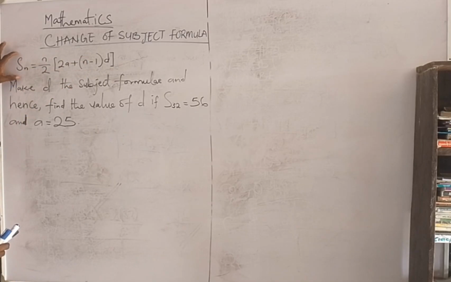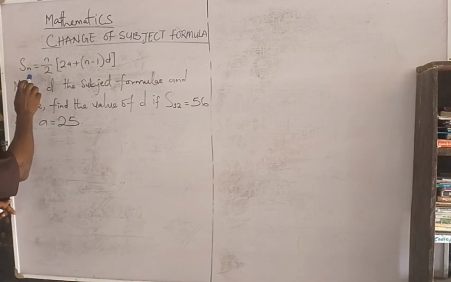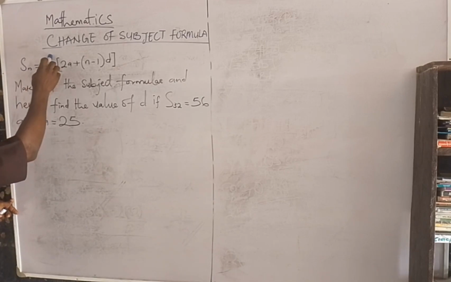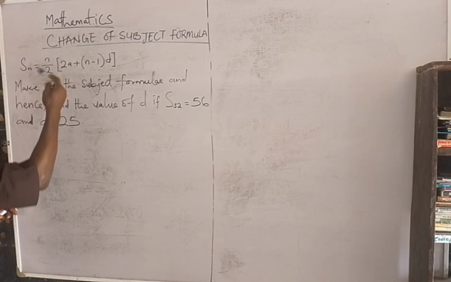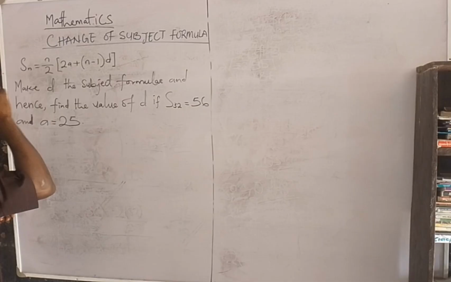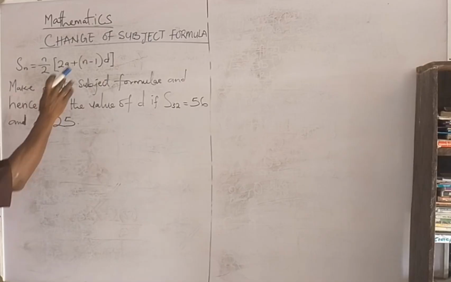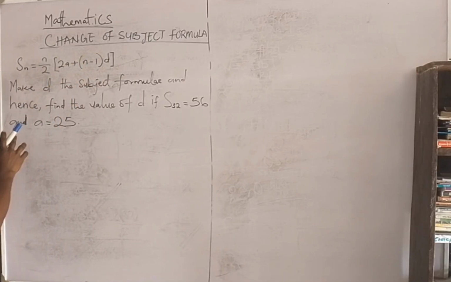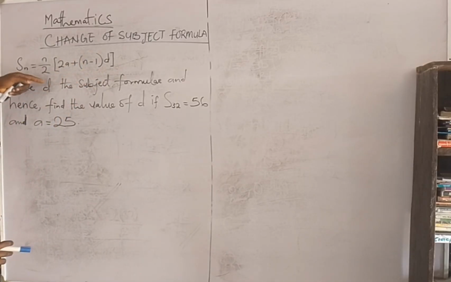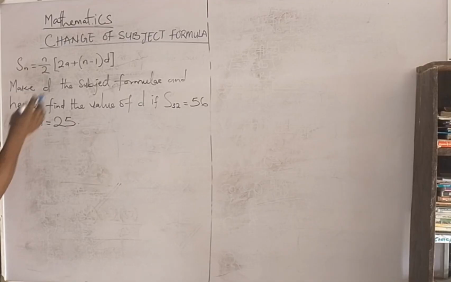We use this formula when you are finding the sum of terms of an AP, where the Sn stands for sum of terms, your n is the number of terms, your a is your first term, and your d is your common difference. So for us to do this, we are having two questions here. The first question says we should make d the subject of the formula. So let's quickly make d the subject of the formula from that equation.